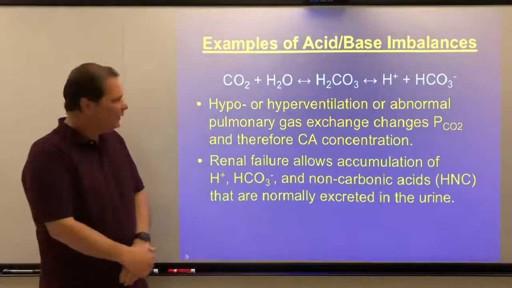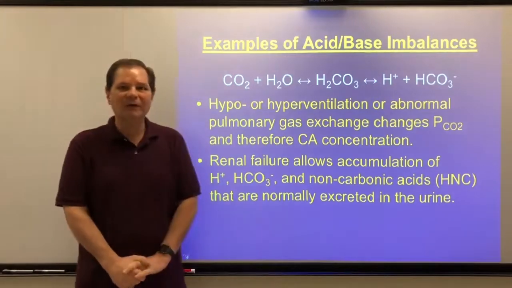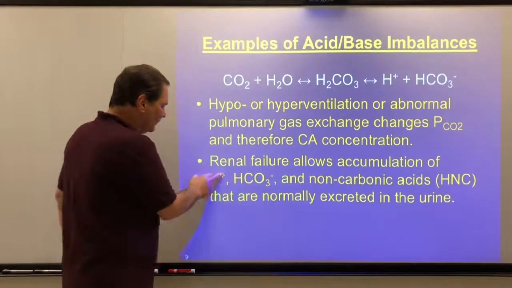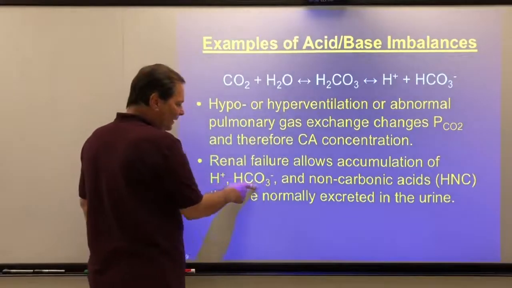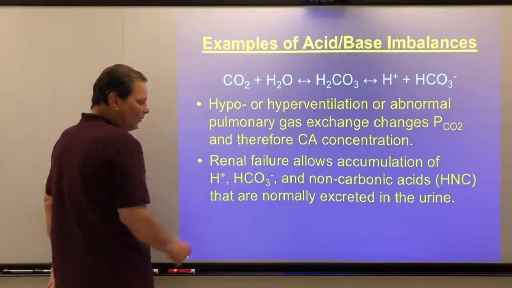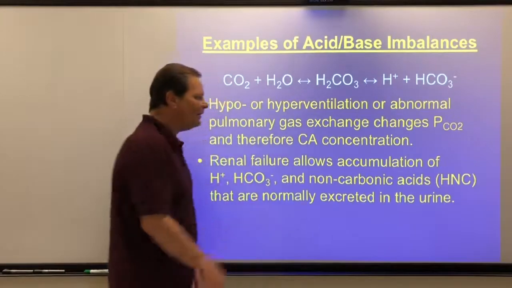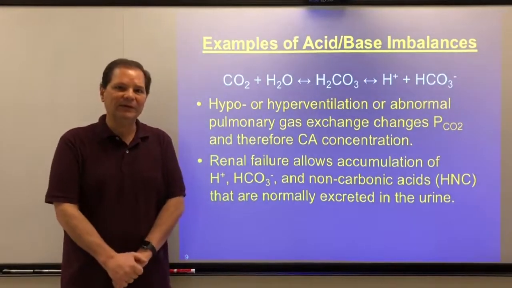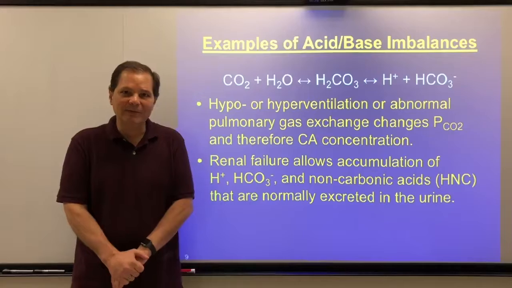Renal failure: as you know, the kidneys are responsible for getting rid of a lot of these molecules, including the hydrogen ions themselves. Bicarbonate can be reabsorbed and actually produced in the kidneys, or it can be excreted depending upon the pH. In any case, these two are definitely handled by the kidneys, and a lot of non-carbonic acids are handled as well. So if you have a renal failure and you reduce the kidney's ability to handle these molecules, you can get an acid-base imbalance.